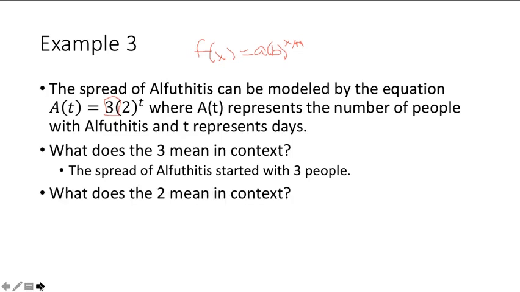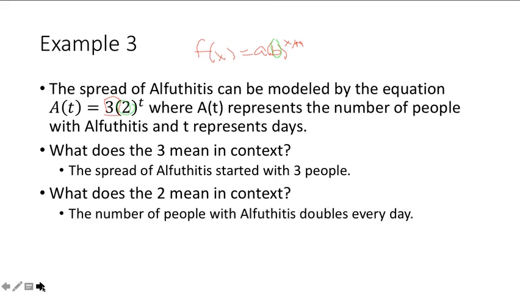Well, then what does the 2 mean in context? Well, the 2 here is in place of the B, and we know the B is the base. So in context, that would tell me that every single day we're multiplying by 2. So the number of people with alpha-thyroiditis doubles every day. Now, why is it every day this time instead of every 4 days or every 6 days?